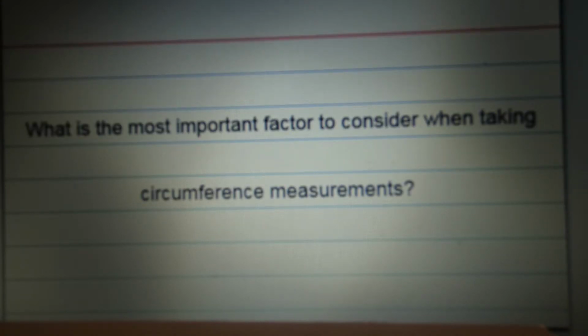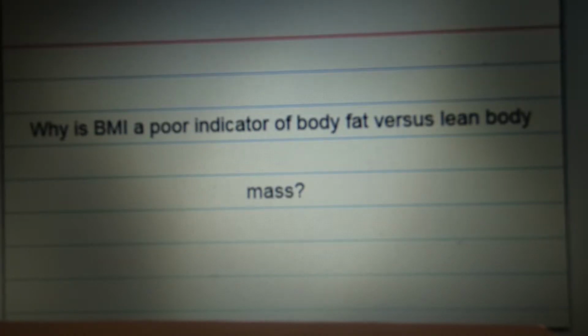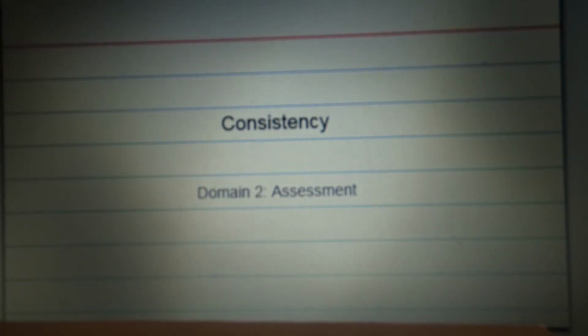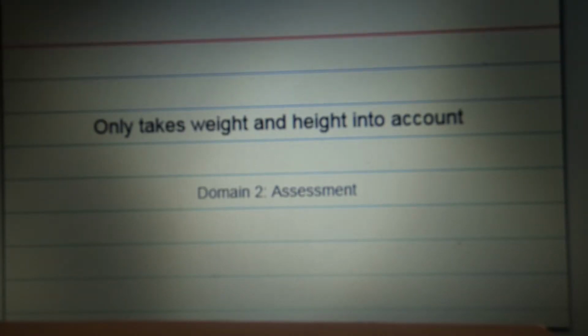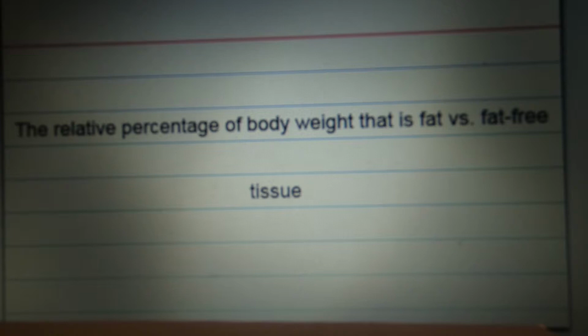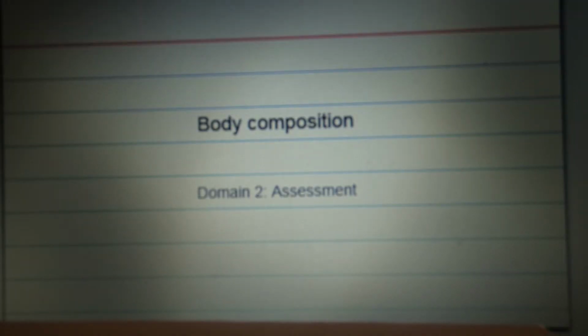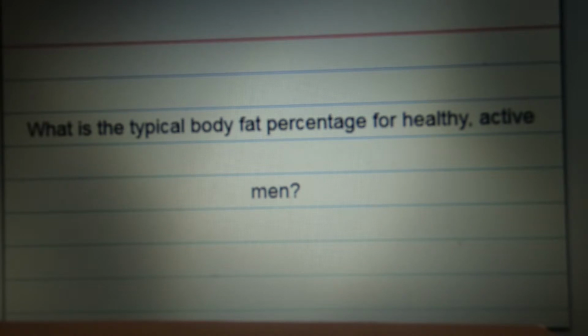What is the most important factor to consider when taking circumference measurements? Consistency. Why is BMI a poor indicator of body fat versus lean body mass? Only takes weight and height into account. The relative percentage of body weight that is fat versus fat-free tissue. Body composition. What is the typical body fat percentage for healthy active men?